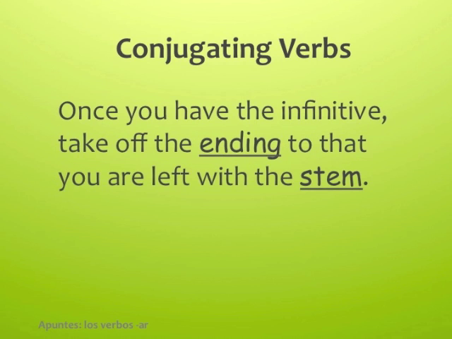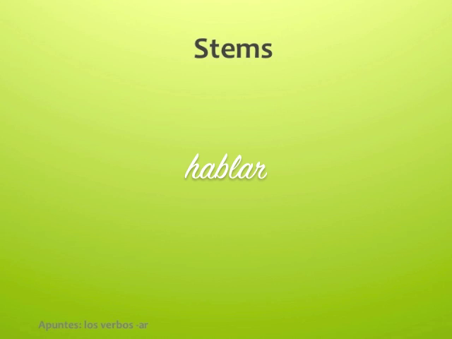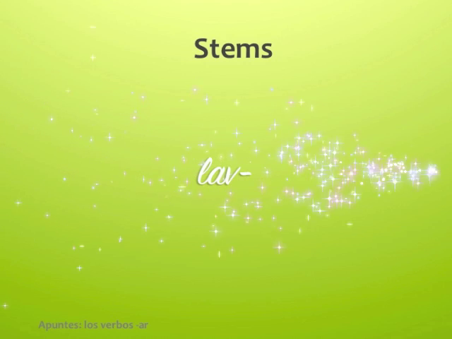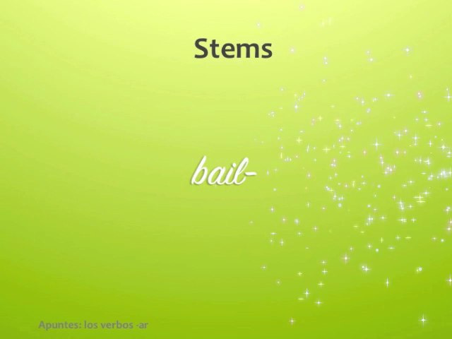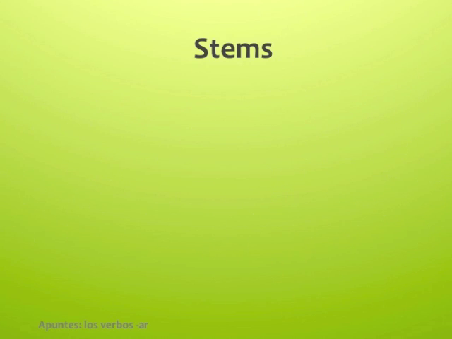Once you have the infinitive, take off the ending so that you are left with the stem. For example, with the verb hablar, take off the AR at the end and you're left with the stem habl, H-A-B-L. Another example, lavar, we'll take off the AR and we're left with the stem lav, L-A-V. Bailar, drop the AR and you're left with the stem bail, B-A-I-L.